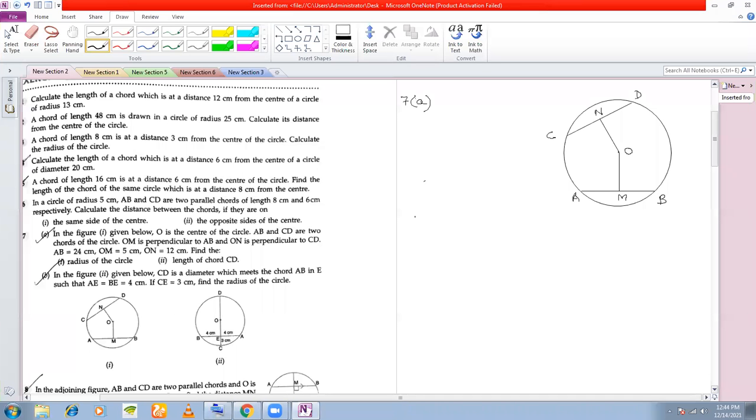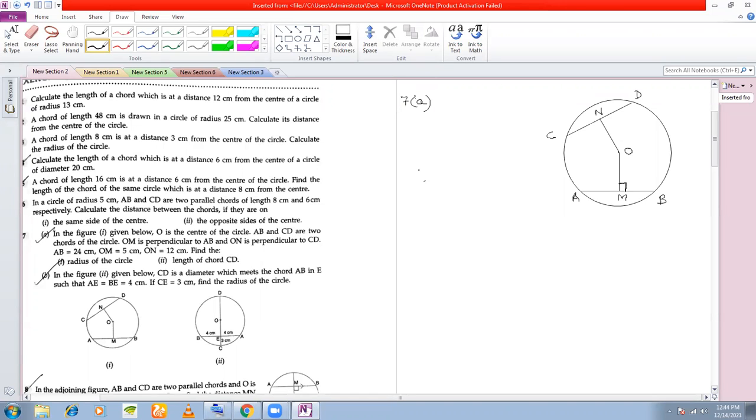The question here is, in the figure given below, O is the center of the circle. So you can see O is given to be the center in the figure. AB and CD are two chords of the circle. OM is perpendicular to AB. That is not marked, so we'll mark it. OM is perpendicular to AB.